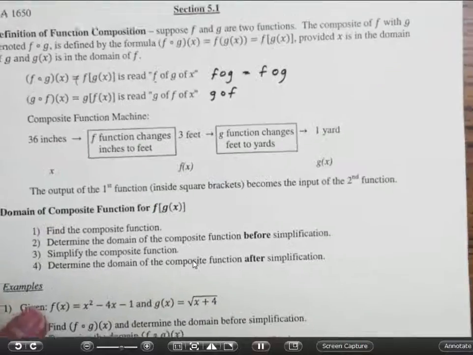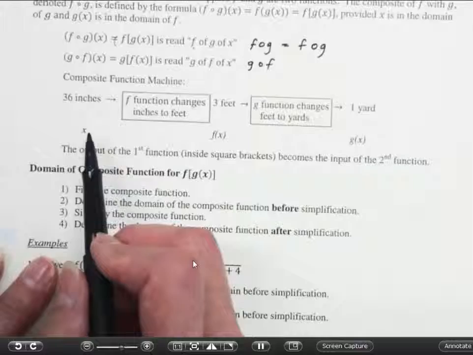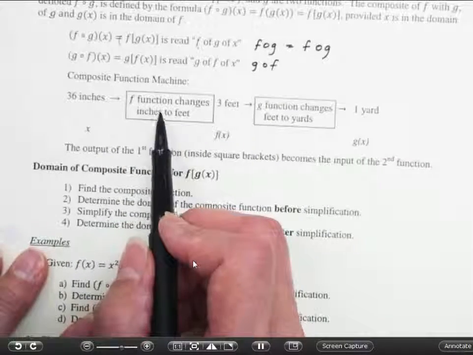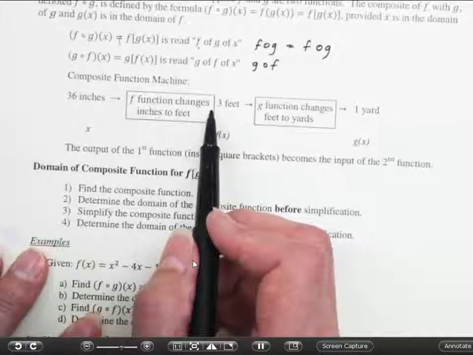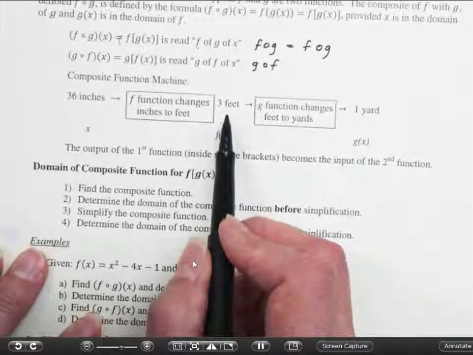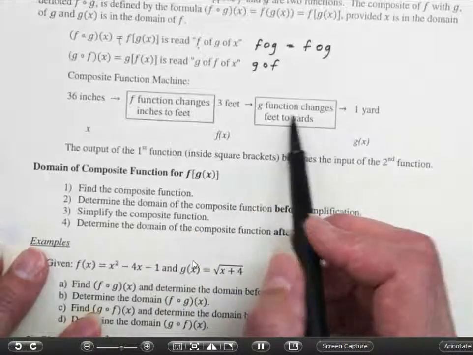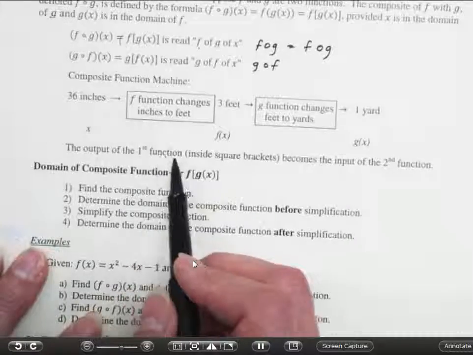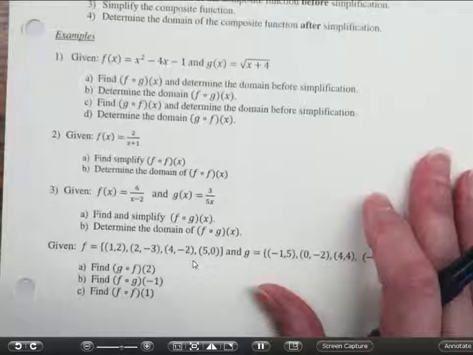Well, I've made up a little machine here, and my little machines are in boxes. So we have 36 inches, and that's my x. I'm putting that into my first machine, my f function machine, and my f function machine changes it from inches to feet. So when it comes out of the f function machine, it's in feet, 3 feet. Then I put it through my g function machine, and it's going to come out as 1 yard. So the output of the first function is becoming the input of my second.